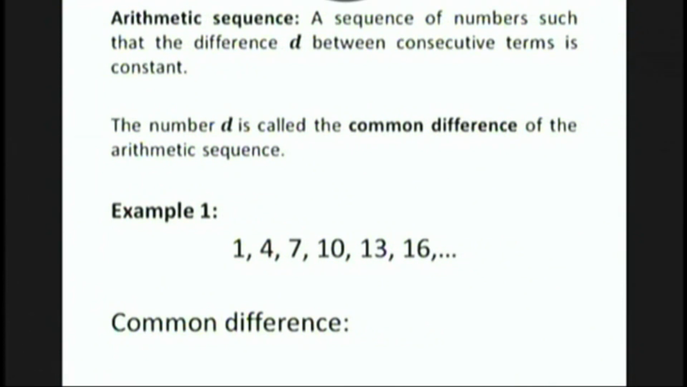First, recall that an arithmetic sequence is a sequence of numbers such that the difference d between consecutive terms is constant. And this number d is called the common difference of the arithmetic sequence. So for example, the sequence 1, 4, 7, 10, 13, 16, and so on, is an arithmetic sequence, and the common difference here is 3. Right? For example, 4 minus 1 is 3, 7 minus 4 is 3, and so on.